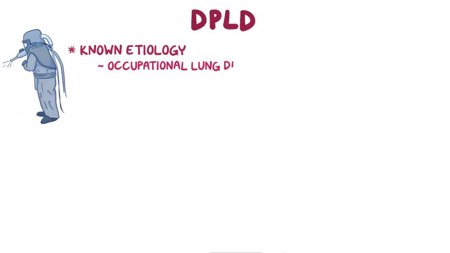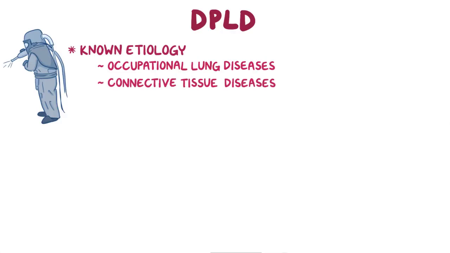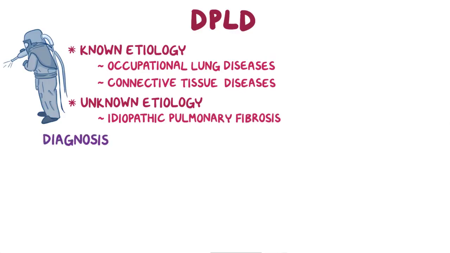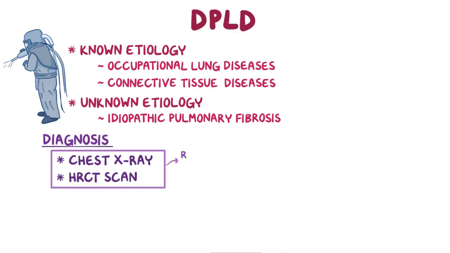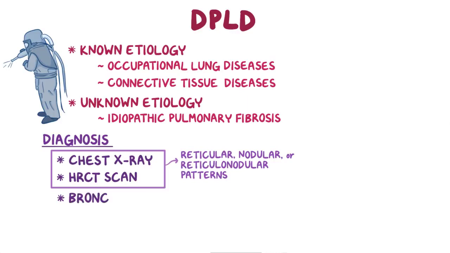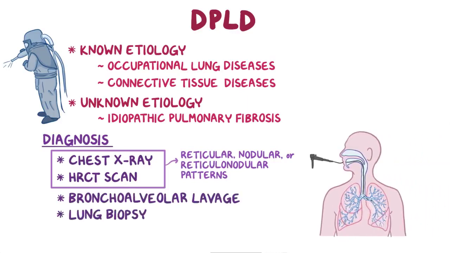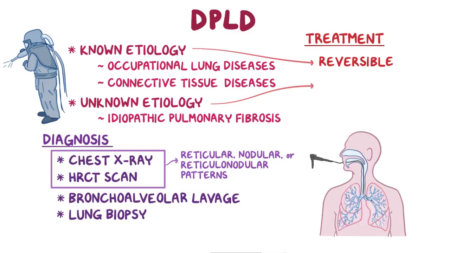Alright, as a quick recap, DPLDs can be classified into those with a known etiology, like occupational lung diseases and connective tissue diseases, and those with an unknown etiology, like idiopathic pulmonary fibrosis. The first investigation is often a chest X-ray, followed by high-resolution computed tomography, or HRCT scan. These tend to show reticular, nodular, or reticulonodular patterns. If needed, either a bronchoalveolar lavage or lung biopsy can be performed to confirm the diagnosis. DPLDs with a known etiology are often reversible, while those with an unknown one are usually treated supportively.